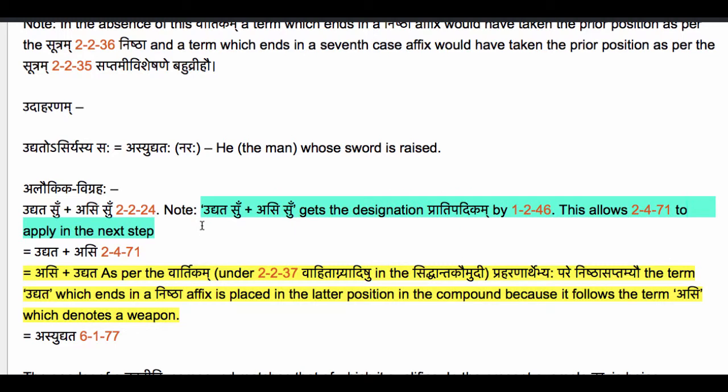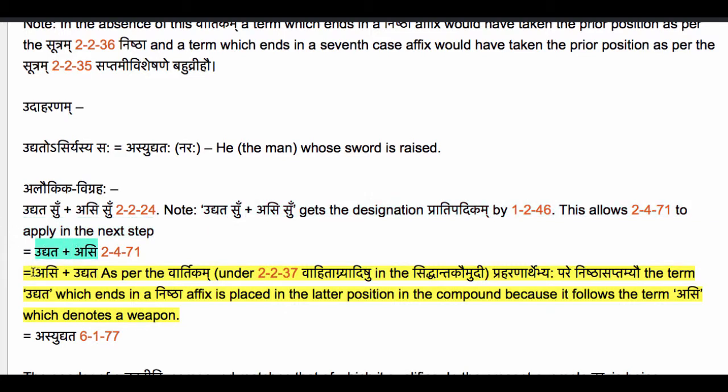Now udyata su plus asi su gets the designation pratipadikam by 1-2-46 krittaddhita samasascha, because you have formed a compound. This allows us to apply 2-4-71 supo dhatu pratipadikayoho, perform the luk elision on the suffixes su and su, which are inside the compound pratipadikam. So we now get udyata plus asi.